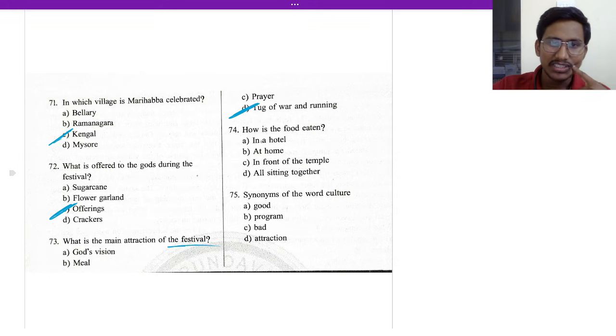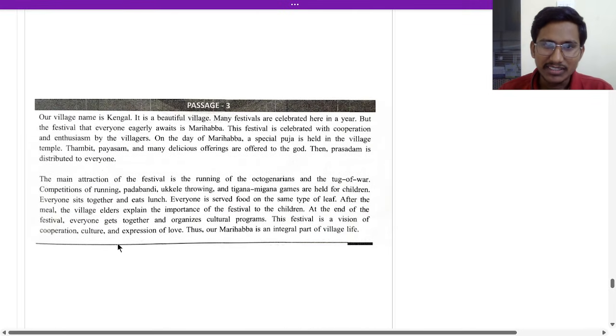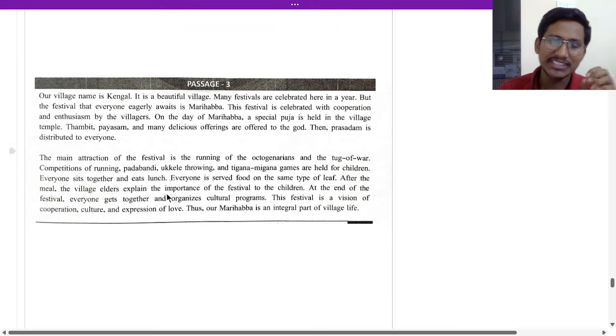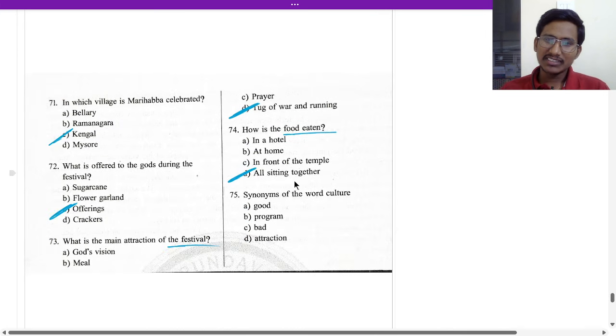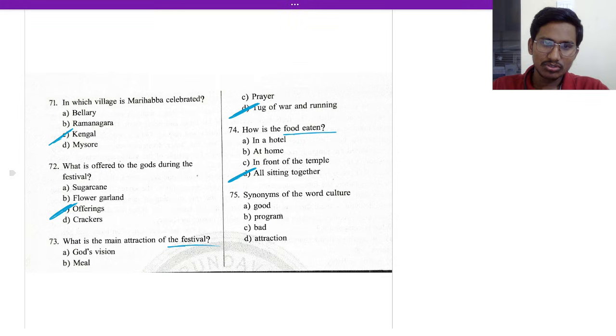Okay, so how is the food eaten? In front of the temple, all sitting together, right? So that is the answer. If you see, after the meal, everyone is served food on the same type of leaf. So everyone sits together and eats lunch, right? So that is the answer, sit together. Next, the synonym of the word culture. Culture is program, or it is attraction. So culture is what?